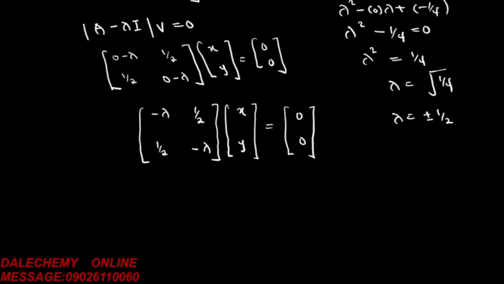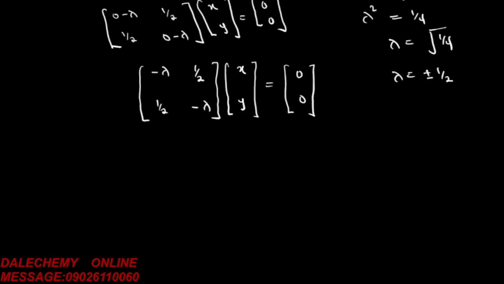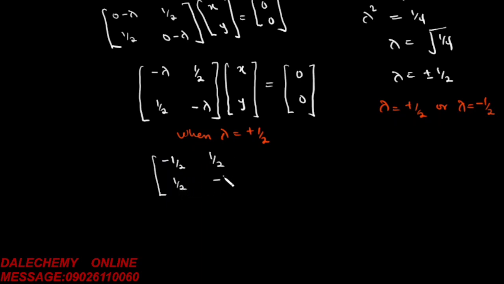Now, we have two values for our lambda: either lambda is plus 1 over 2 or lambda is minus 1 over 2. So when lambda equals plus 1 over 2, you have the matrix [minus 1 over 2, 1 over 2; 1 over 2, minus 1 over 2]. You have to put lambda in that equation, then times (x, y) equals (0, 0).